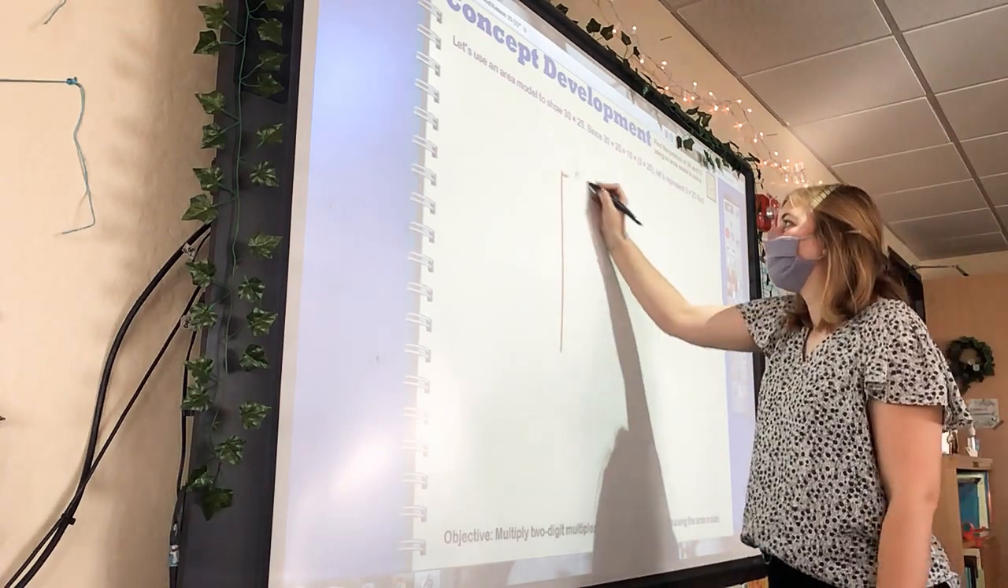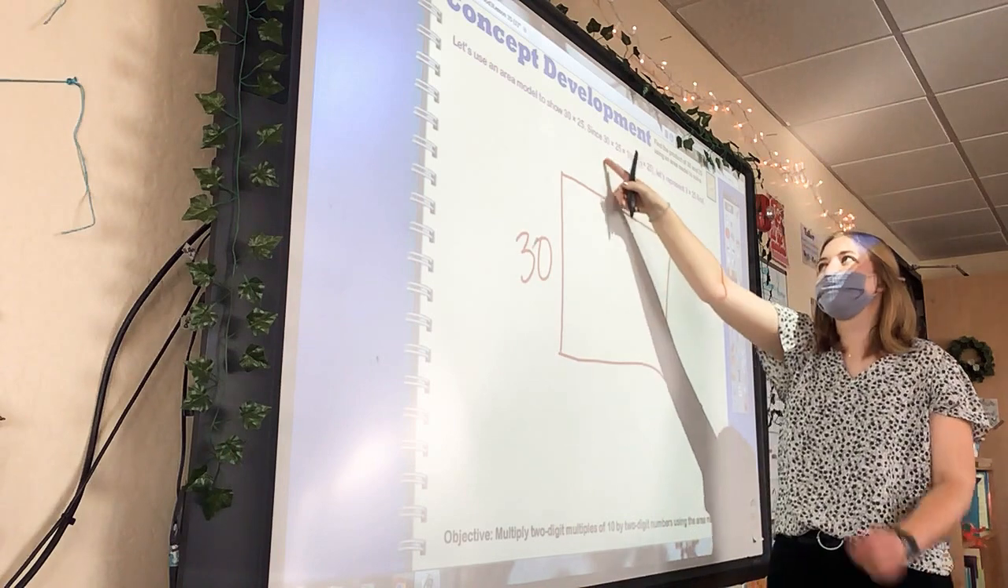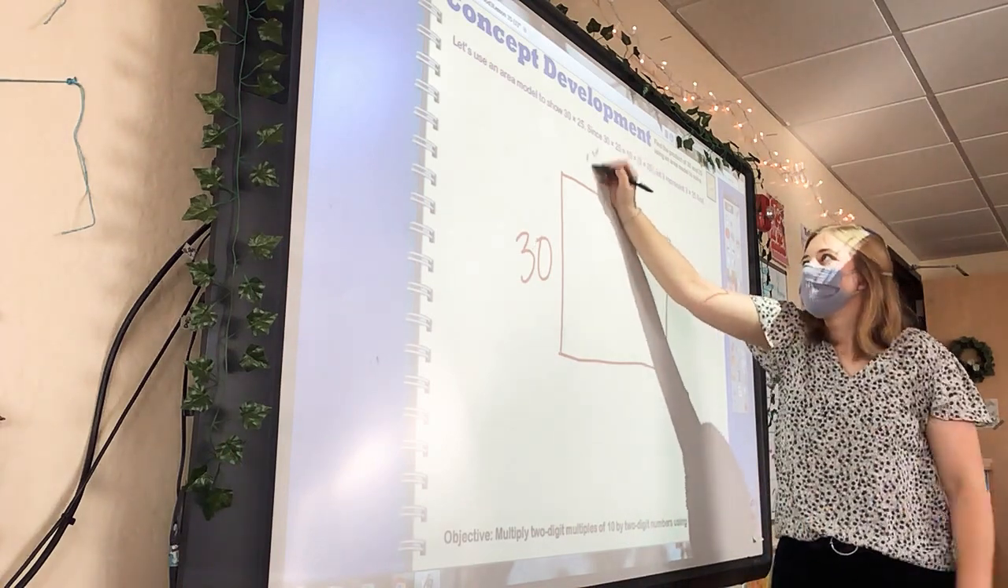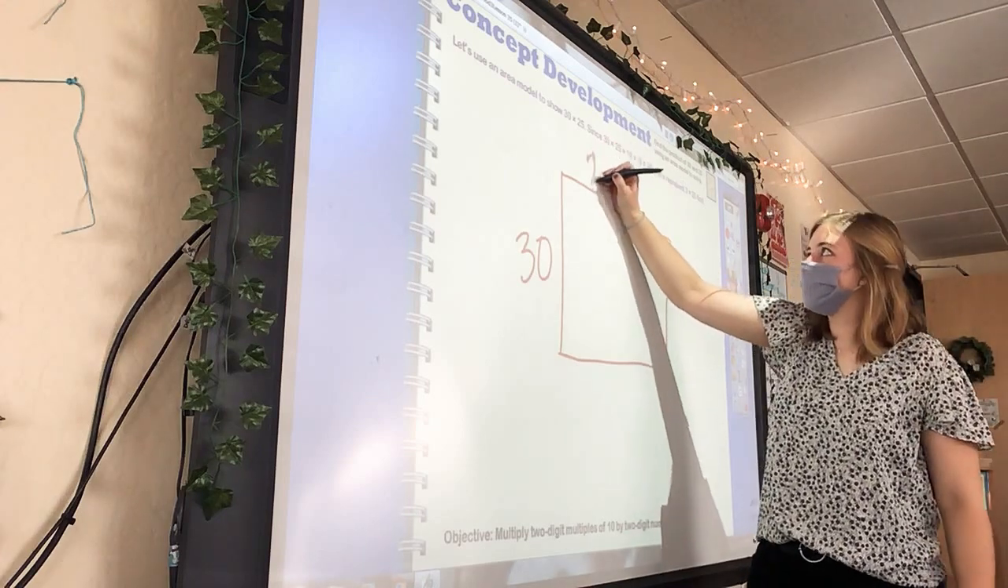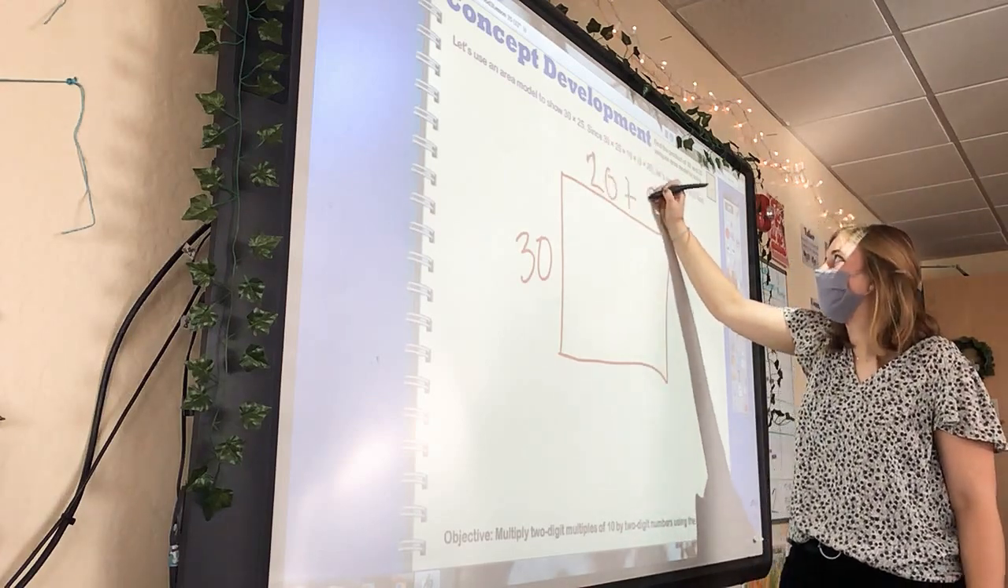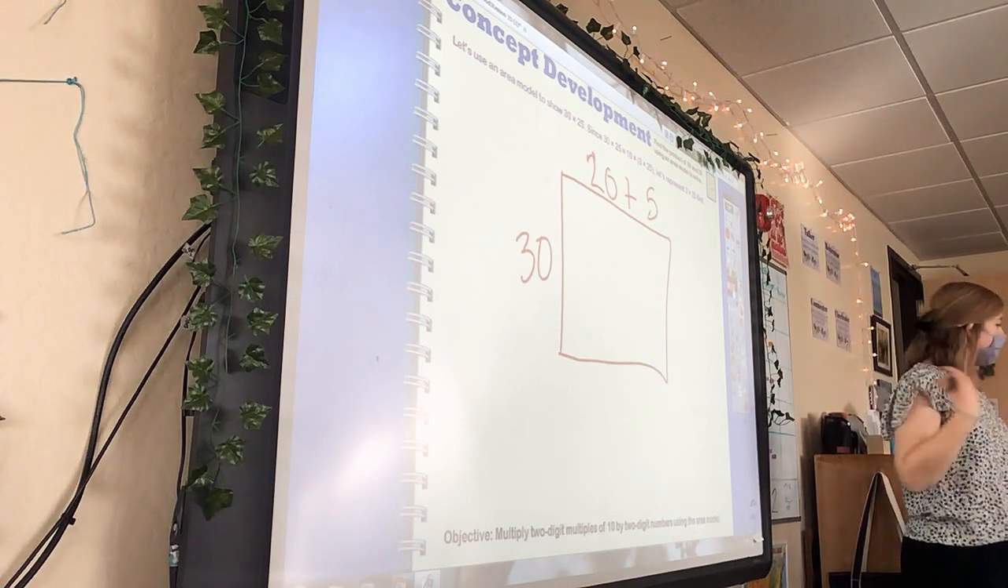So I did this problem yesterday. I'm just going to briefly review it, okay? So the problem is 30 times 25. So remember, I put 30 on one side, and I put 20 plus 5 on the other side, okay? Good?